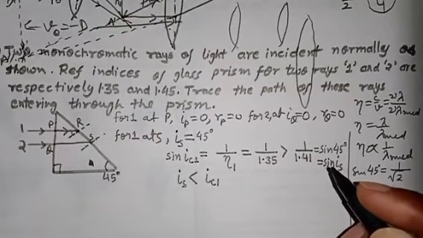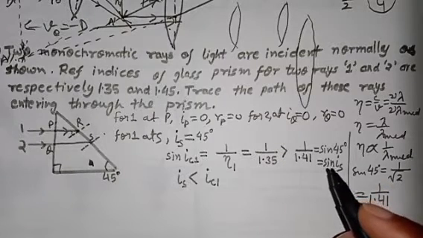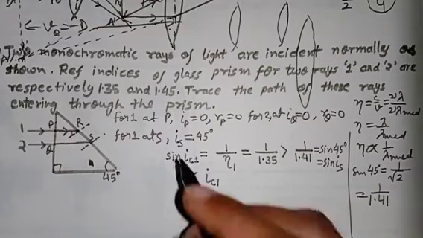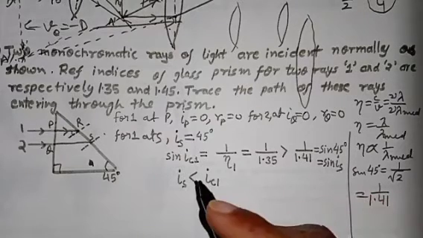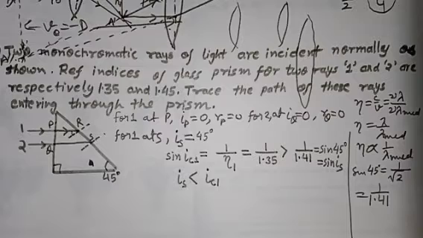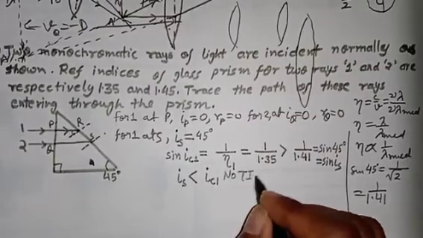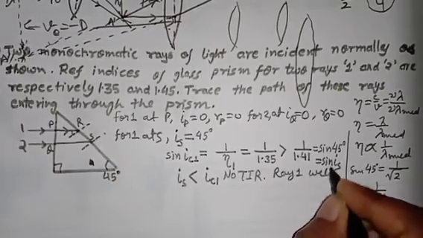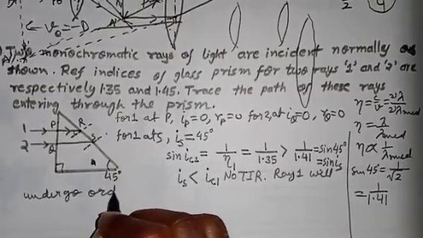So from here we can conclude, see, this arrowhead is toward the sin IS term. It means the angle of incidence is less than the critical angle. So no total internal reflection takes place. No TIR. That is, ray 1 will undergo ordinary refraction.